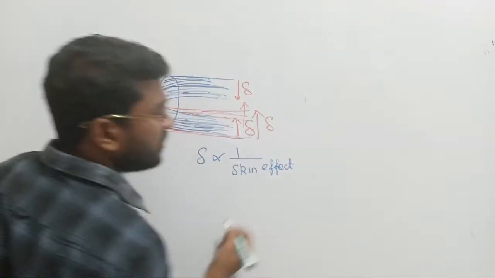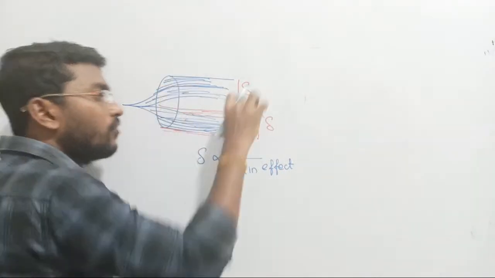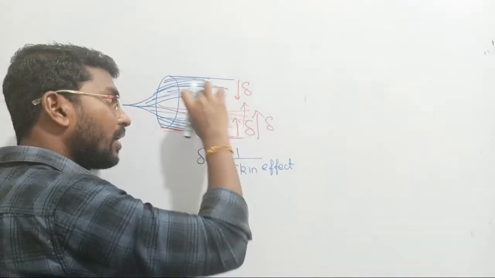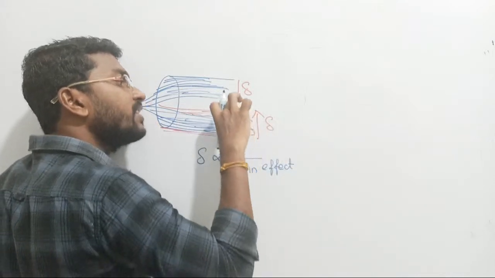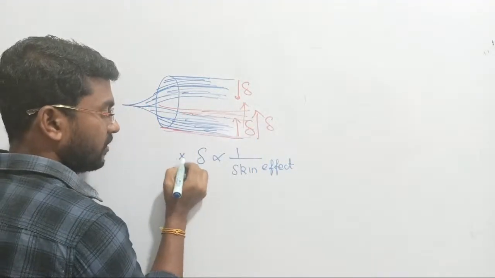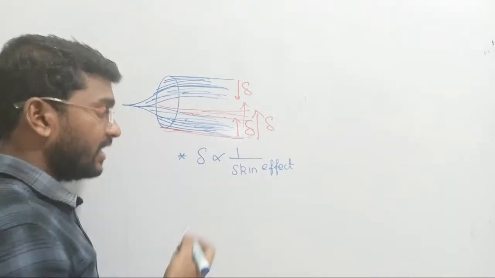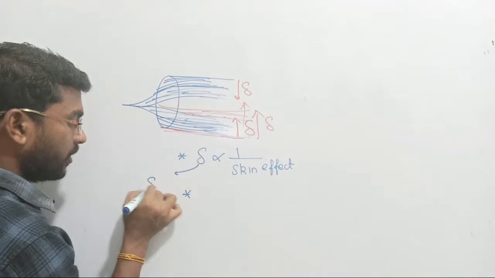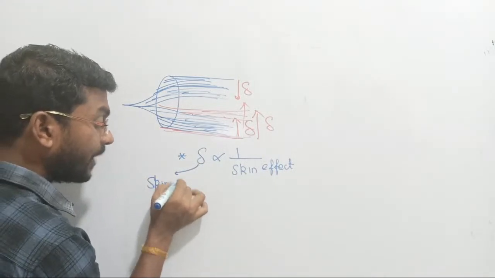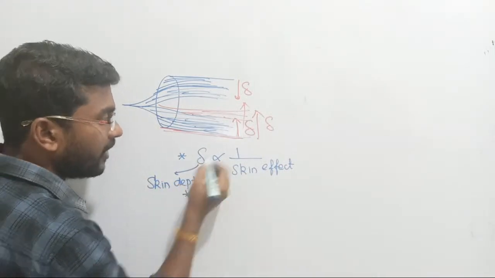Skin effect means the amount of area in which current flows is zero. When the area decreases, skin effect decreases and skin depth is increasing. That is the first relation. Clear? Next, this is called skin depth, deeply we are penetrating.